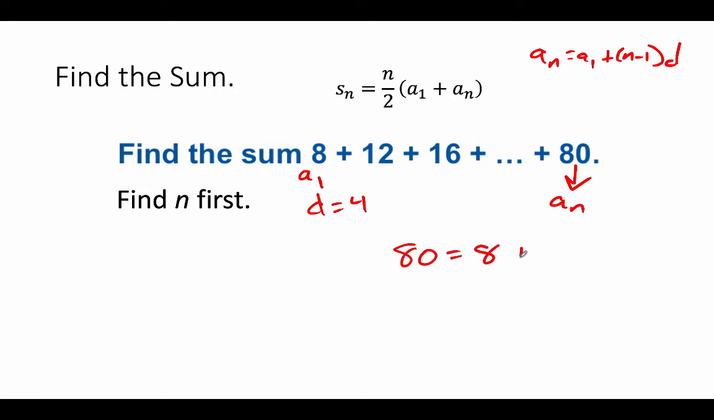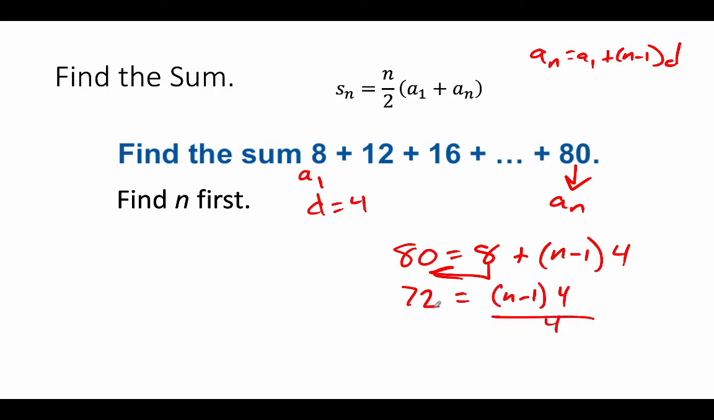80 equals the first term plus the number of terms minus 1 times the common difference. Subtract: the 80 over, 72 equals n minus 1 times 4. For these ones, I don't distribute the 4 in. I take 72 divided by 4 and get 18 is equal to n minus 1, so n is 19. Okay, so this is the 19th term, which I'm sure some of you probably thought was the 20th term, so you've got to be a little bit careful there.